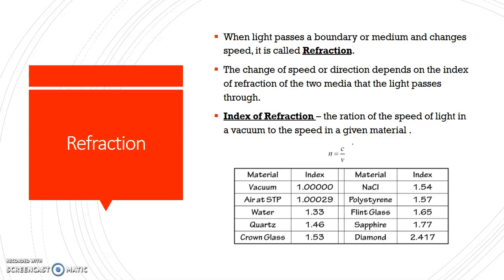When light passes a boundary or medium and changes speed, it is called refraction. The change of speed or direction depends on the index of refraction of the two media that the light passes through. The index of refraction is the relation of the speed of light in a vacuum to the speed in a given material. So there are some examples of different materials and their index of refraction. You don't have to memorize these. They will be given to you in a problem if needed.